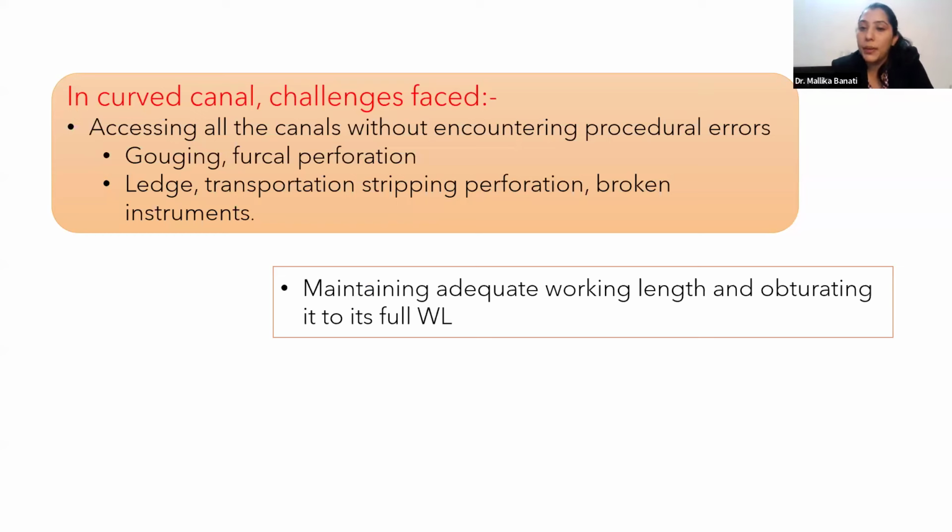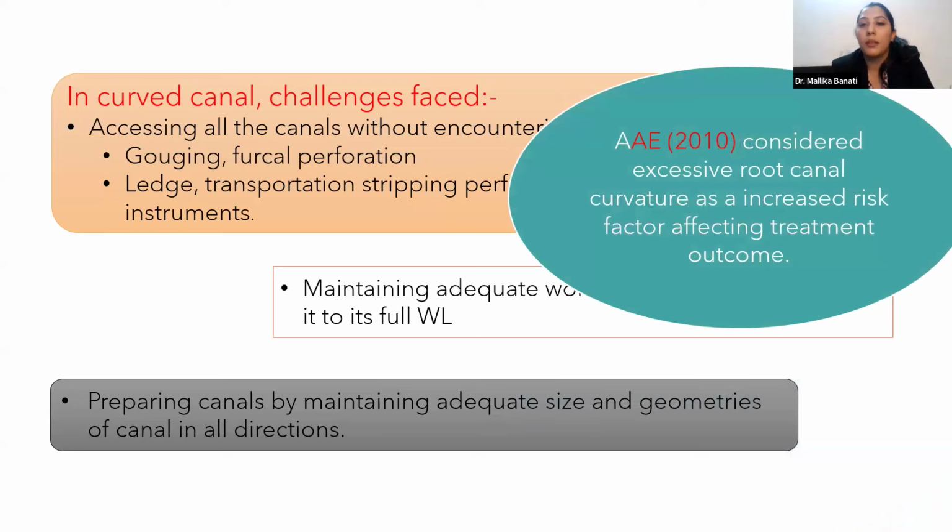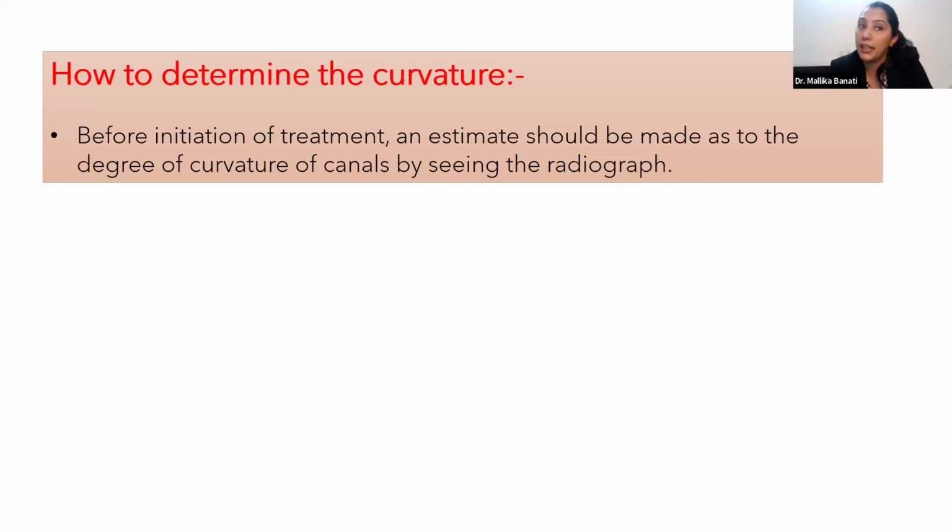So maintaining adequate working length and obturating to its full length. Prepare the canal to maintain the adequate size and geometry in all directions. The American Association of Endodontists considered excessive root canal curvature as an increased factor for affecting the treatment outcome. Hence, a CBCT before and after your cases is a mandate.